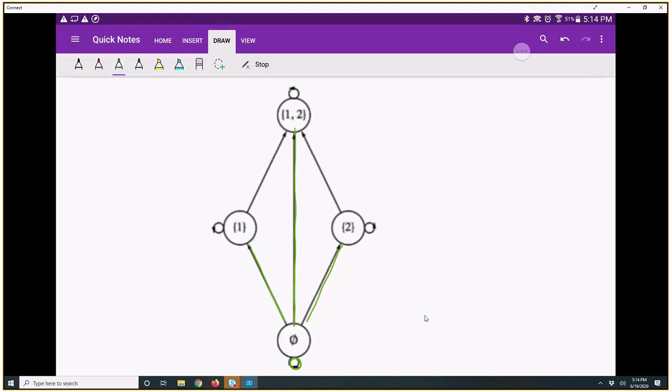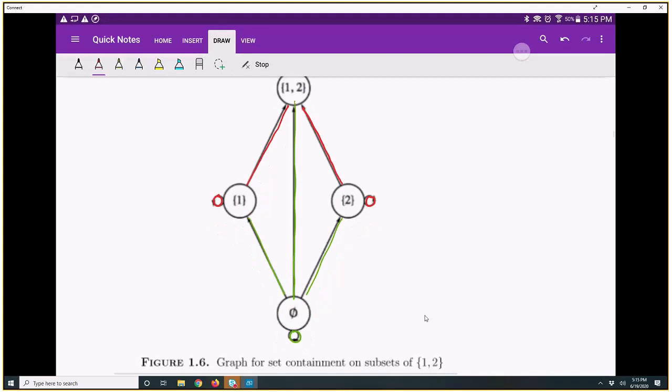Now each of the subsets is a subset of itself. Singleton 2 is a subset of singleton 2, singleton 1 is a subset of singleton 1, and B is a subset of B. So there are actually loops at all of these vertices. And then we have singleton 1 is a subset of B, singleton 2 is a subset of B. So this graph gives us a visualization of the relation of set inclusion.